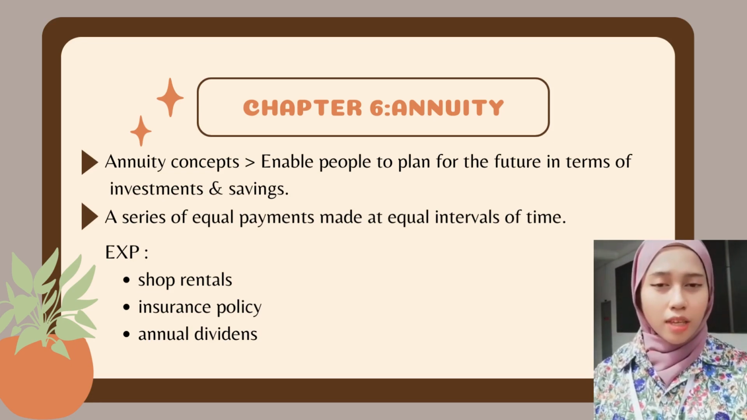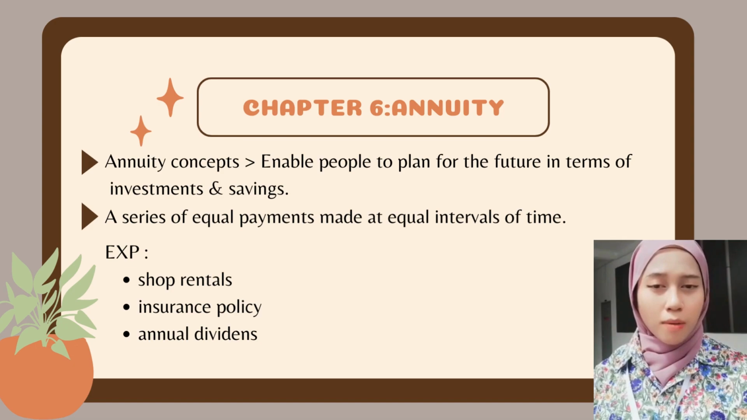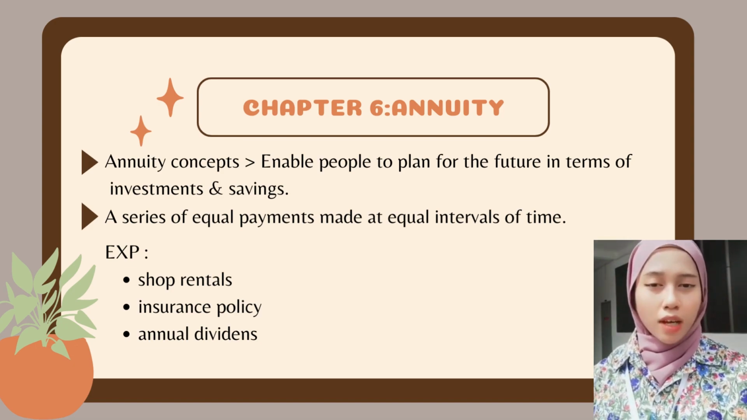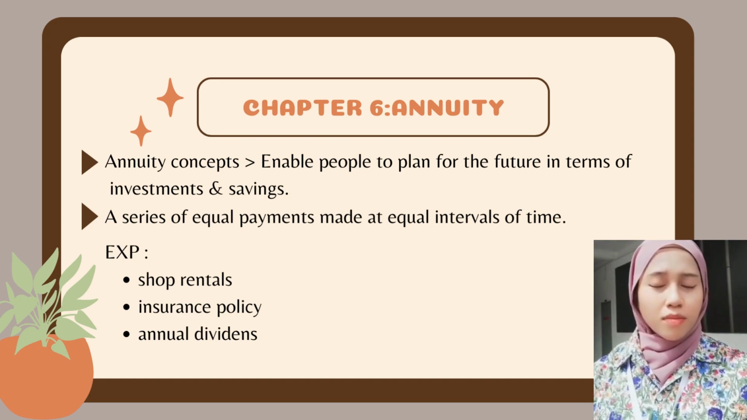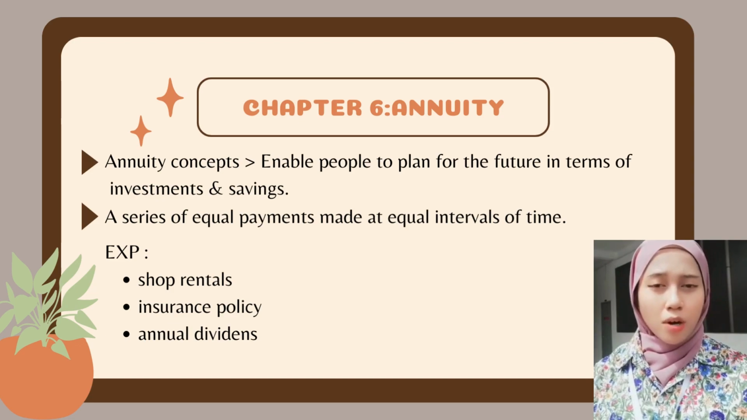As for this assignment video, my group would like to present the topic annuity and trade and cash discount. For annuity, it is defined as an equal payment made at equal intervals of time, for example monthly shop rentals, monthly insurance payments, and annual dividends received. For ordinary annuity, payments are made at the end of the payment period. Other than that, the interest and payment period are of the same interval.